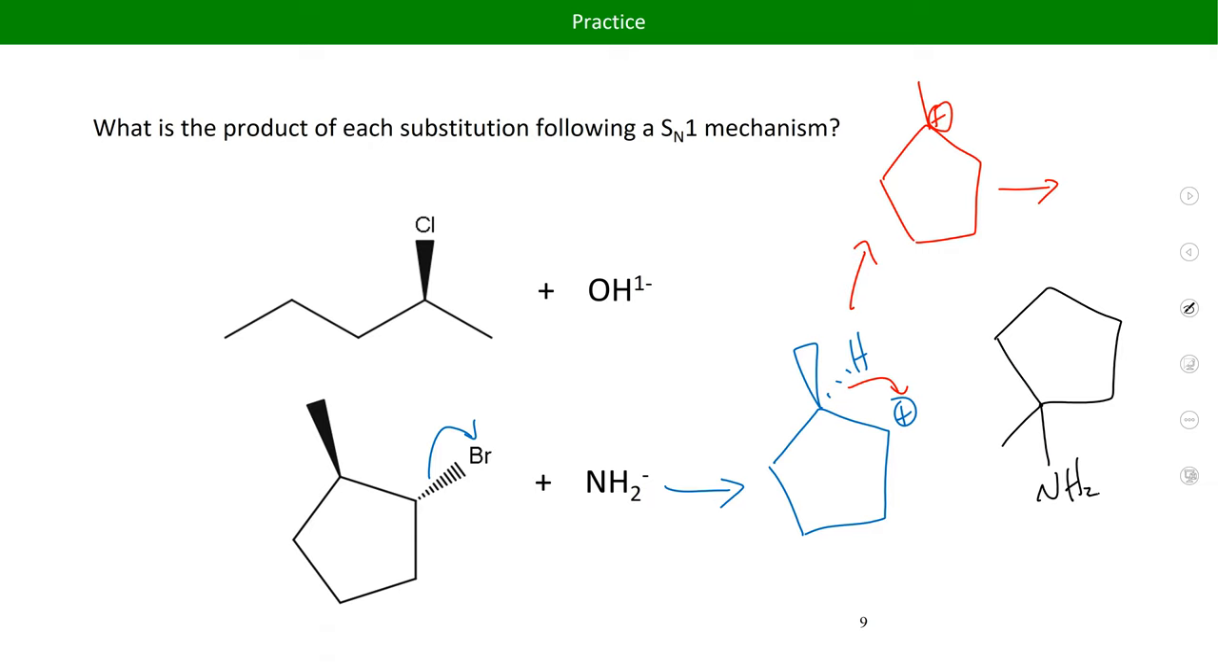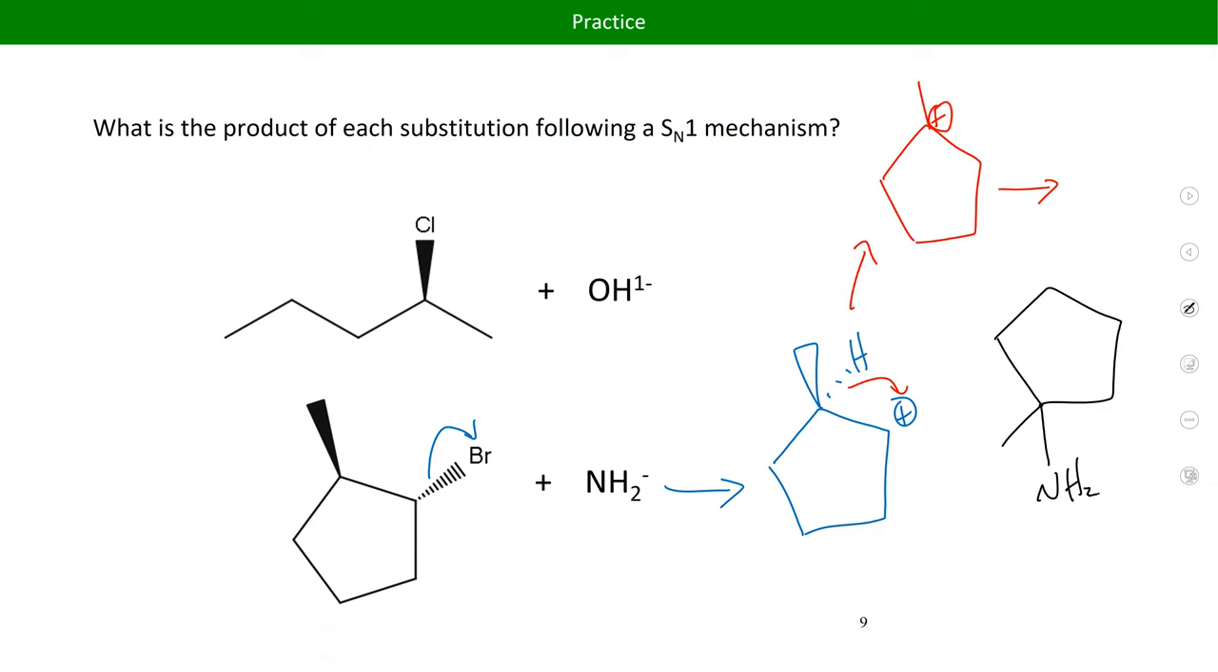Does it matter which one's up and which one's down? Are we going to get any stereochemistry out of this molecule? They're on the same carbon, so there's no cis and trans. The methyl group and the NH2 would have to be on opposite sides from each other, and both directions around the ring are identical. So there is no cis or trans or R or S for this one.